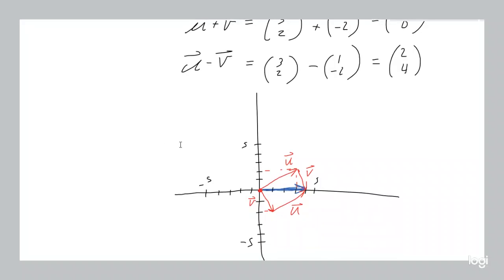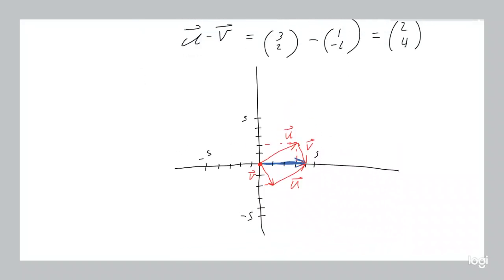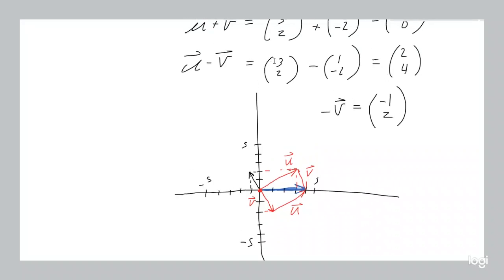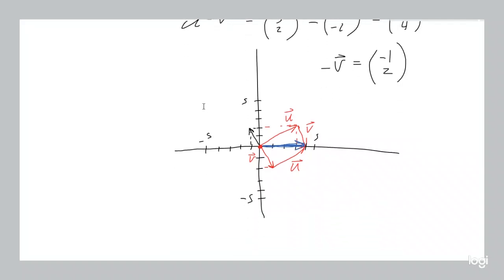Well, u minus v, that's like u plus negative v. Negative v has the same magnitude as v, but it's pointing in the opposite direction. So it's actually going to look like that. And instead of 1, negative 2, its components are negative 1 and positive 2, which is, of course, what we're adding here when we're adding negative v to u. We're adding negative 1 to get the 2. We're adding positive 2 to get the 4.